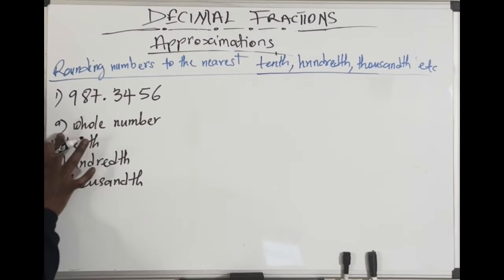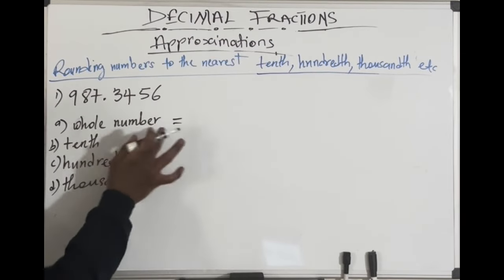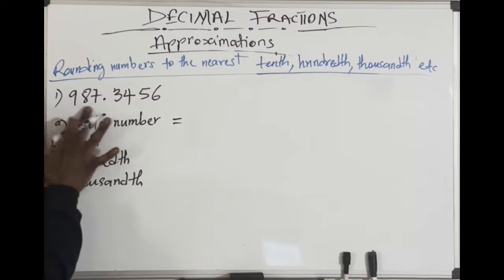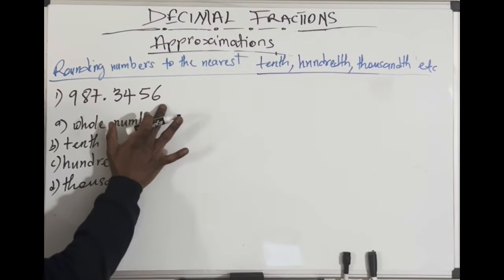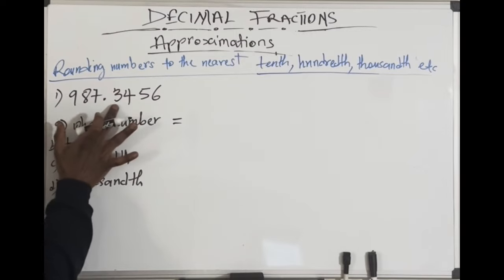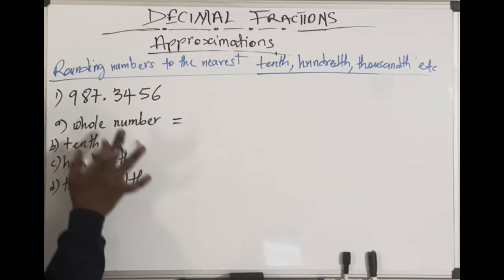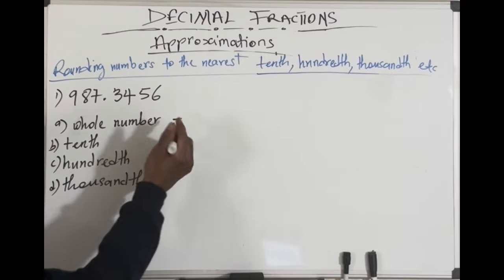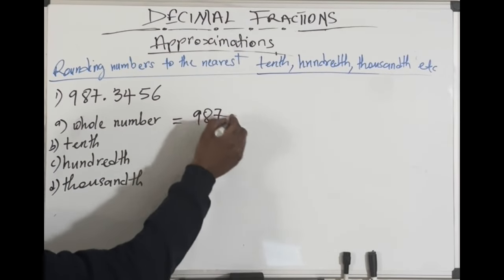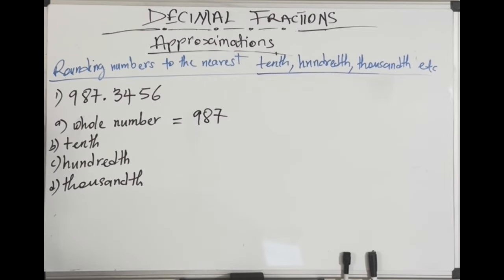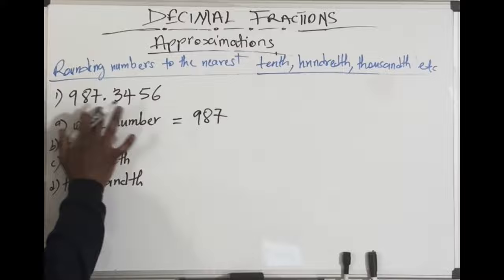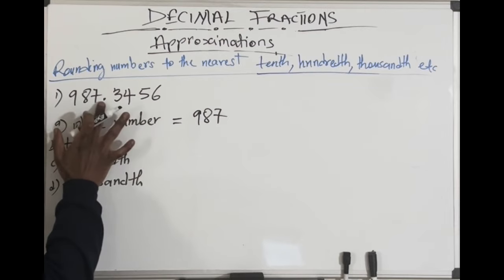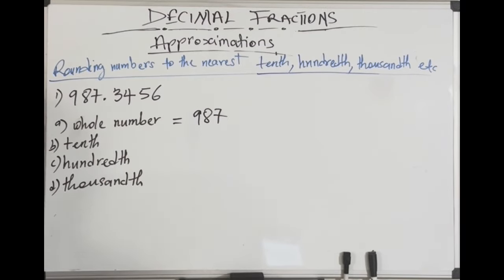We say 987.3456. Then the first question says we should change it to a whole number. So this is the whole number. These are the decimal numbers. And then the whole number, right after it, the 3 falls in the ignore section because it's not exactly 5 or more than 5, whereby we can add 1. So the whole number will be 987. That's it. There is no need for you to bring zeros because again, it's not a value. There is a decimal point, so it's decimal numbers.